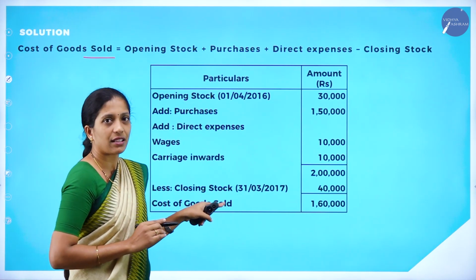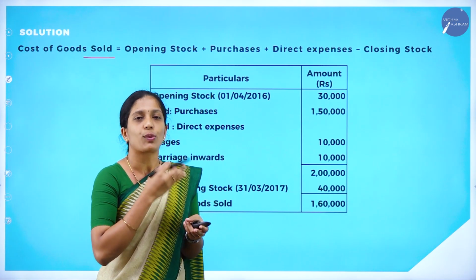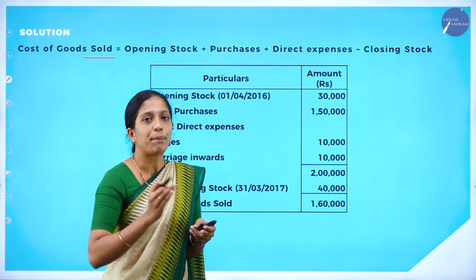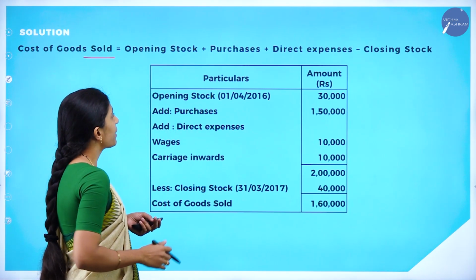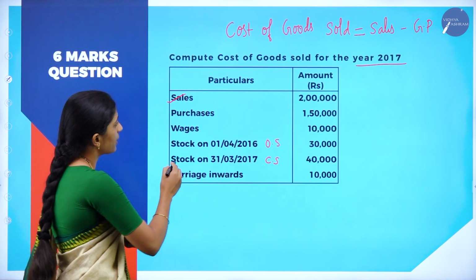So this is the best method to calculate cost of goods sold, or else that is a method which is quite lengthy, because first you have to prepare your trading account, then apply the formula. So this would be better. Okay, so go through here. So first we shall take this opening stock. So how much is it?